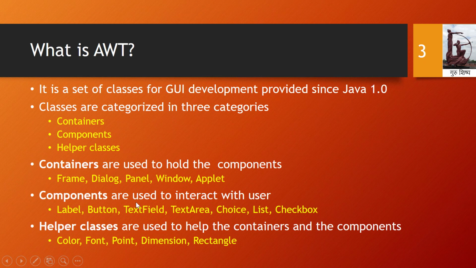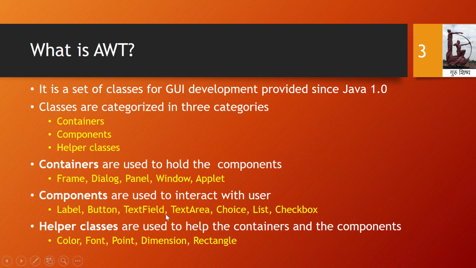And then come the components. Components are used to interact with the user, like label and button. We click on the button, we input some text from the text box, like user ID, password or something. So we can have the text area, a multi-line text box. This is for a drop-down list. This is a selection list. We can create checkbox and radio buttons. So these are some of the components that interact with us. That we call components.